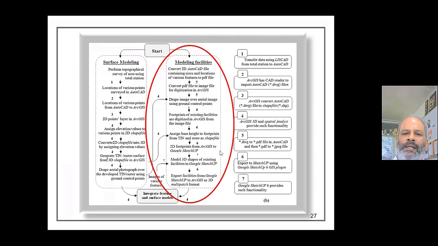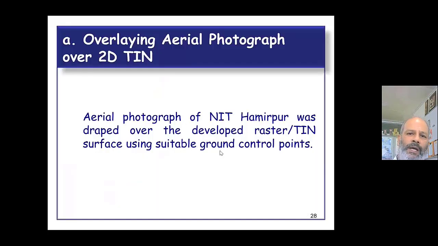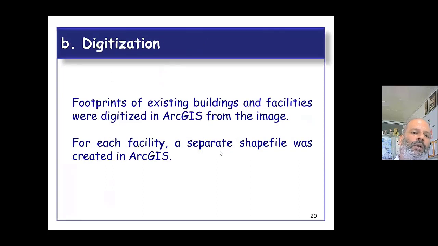Now, these are the steps for modeling of this facility. So we'll go step by step. First step is that the image that we have taken is to be overlaid over the 2D TIN. So that photograph of the NIT Hamirpur campus that we have seen has to be draped over the surface model with the help of suitable ground control points. Then after that, we will trace out whatever buildings or facilities are there from the image.